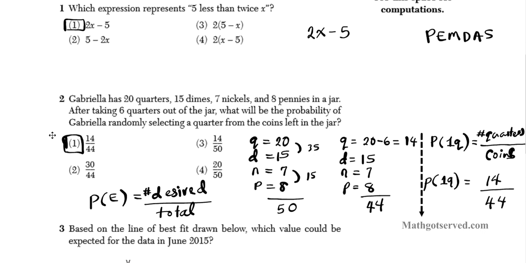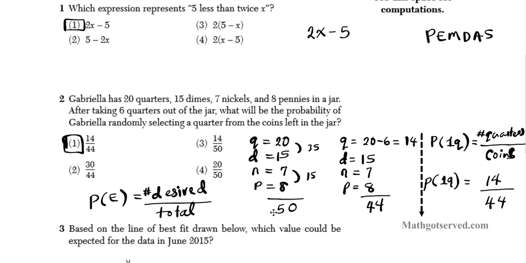Question 2 is probability. You have these number of different denominations of coins. 6 quarters were taken out, and it resulted in you having 14 quarters, 15 dimes, 7 nickels, and 8 pennies. You were asked to find the probability of selecting a quarter after the removal. The formula uses number desired over total. So the number desired is 20 minus 6, which is 14, because you took out 6 of your 20 quarters, so you have 14 divided by the total.